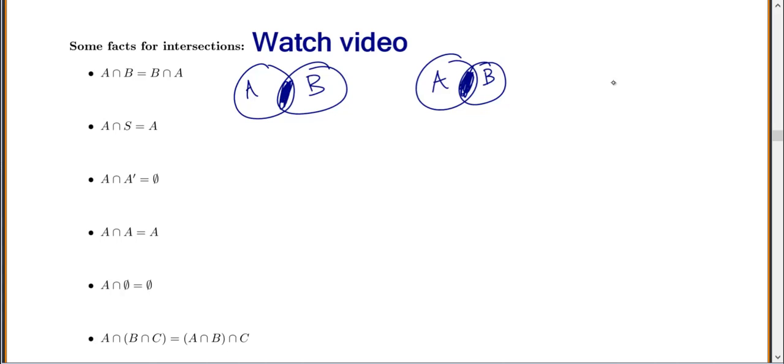And if you happen to have a situation where you have A and B and they don't even overlap, well, the intersection would then be nothing. And again, it doesn't matter which one you say comes first.